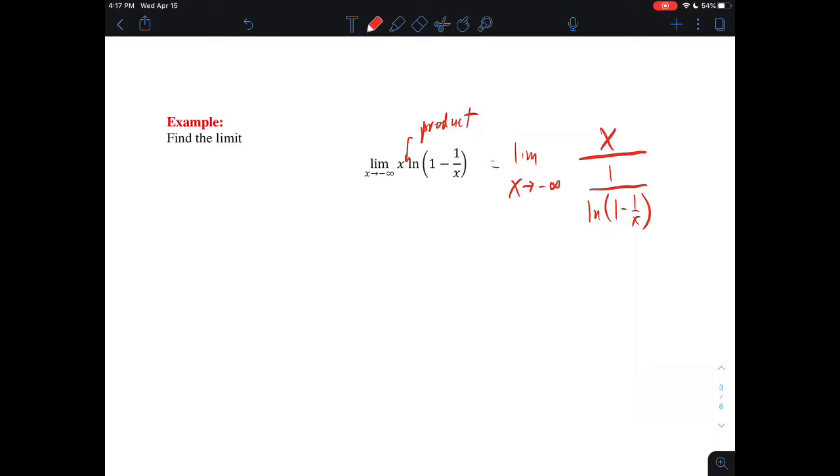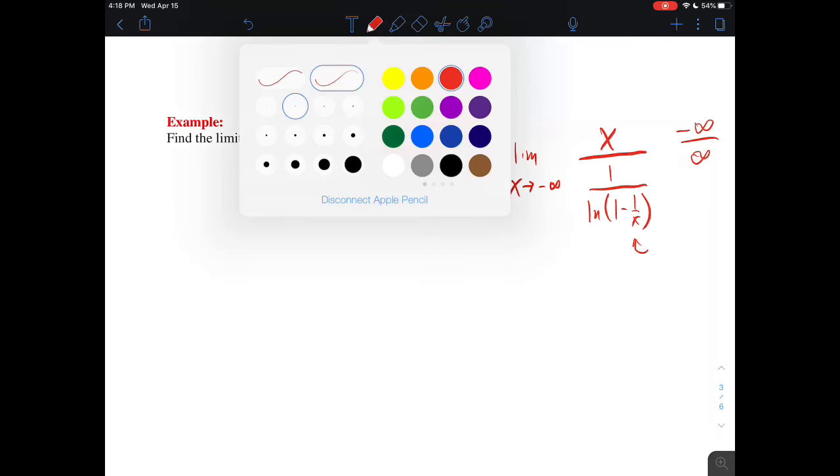If you want to think about what form this is, if you plug in negative infinity, 1 over x here, that just goes to 0. The natural log of 1 is 0. 1 over 0 is the same thing as infinity. So this is really the same thing as positive infinity, or I should say negative infinity on top, divided by positive infinity. So this is another indeterminate form. So let's use L'Hopital's rule.